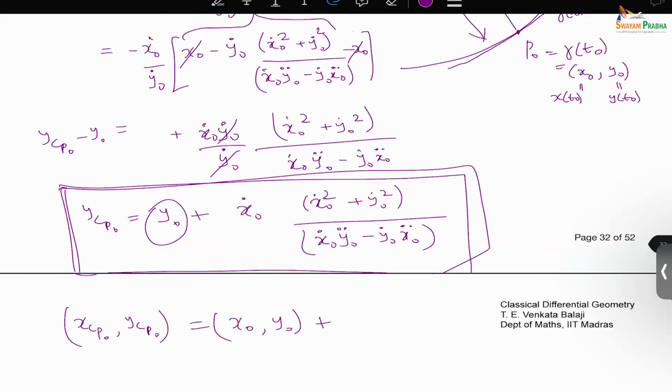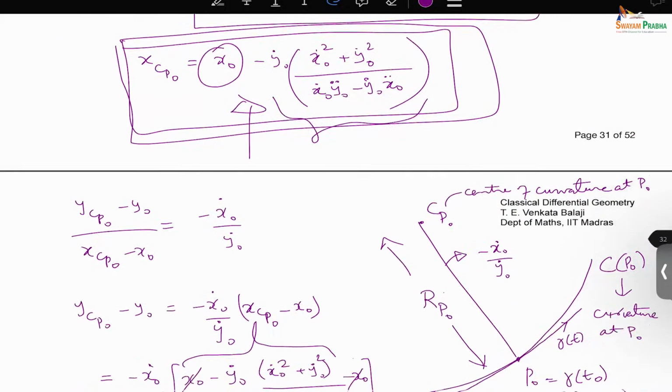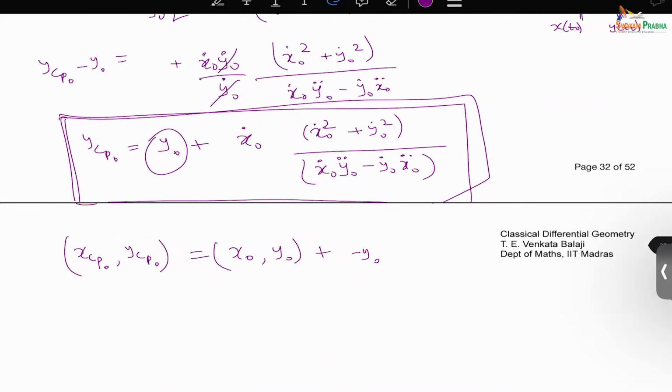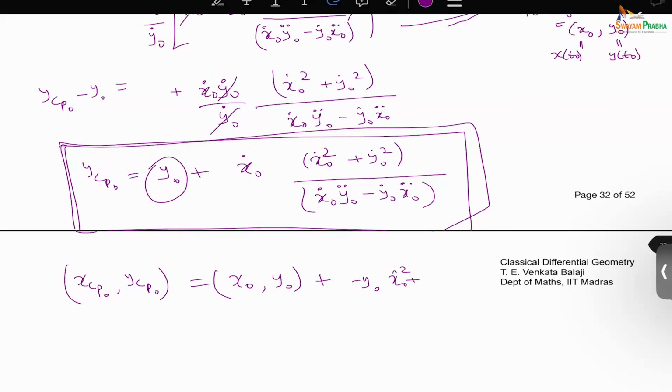So think of this as addition of vectors, comparing two vectors component wise. Then the next term is going to be, the x component is going to be this. So it will be minus y naught into this expression, (x naught dot squared plus y naught dot squared) by (x naught dot y naught double dot minus y naught dot x naught double dot). This is one term, and the other term will be x naught.